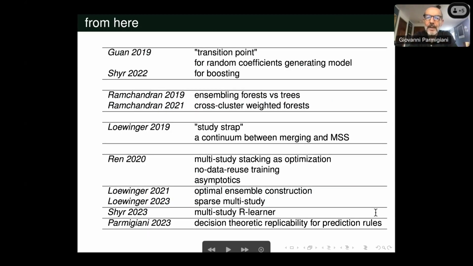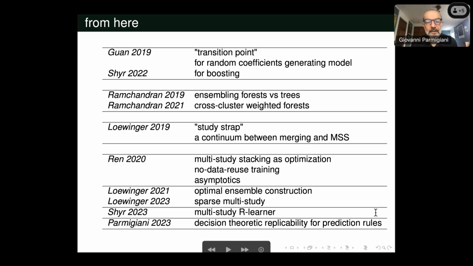And it turns out that at least in random effects models, there is a continuum in the trade-off between the model performance of the two approaches, where if the cross-study heterogeneity is small, you merge, and as the cross-study heterogeneity increases, at some point you cross a transition point where it becomes optimal to do the multi-study stacking. Katisher has done the same thing for boosting, generalizing the linear model results of ZOIG1.